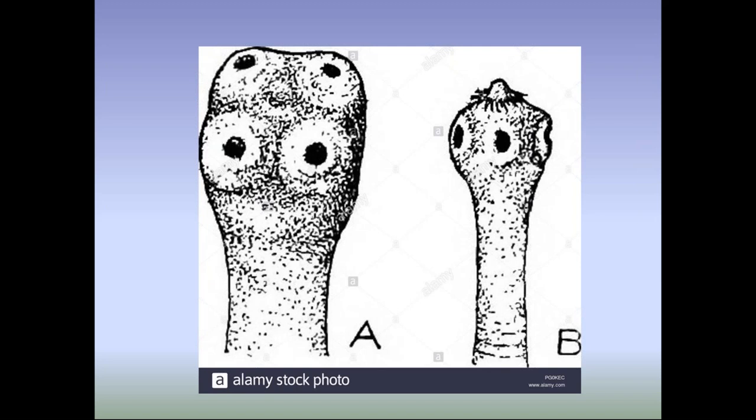Next is the body or strobila. What is the body? It is the trunk. The Taenia solium trunk or body is the third part, called body or strobila or trunk. It consists of many segments or proglottids. The segments are of three types: immature proglottids, mature proglottids, and gravid proglottids.